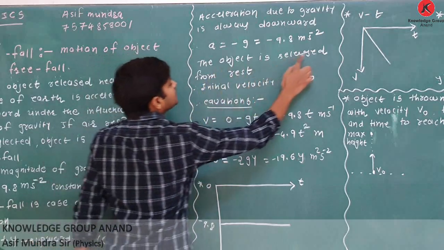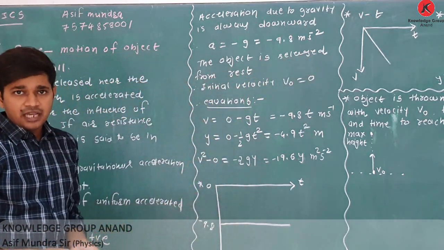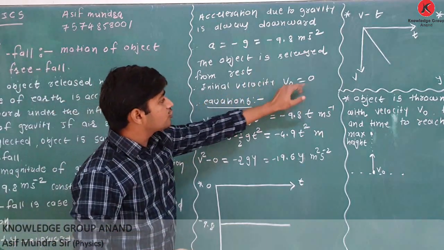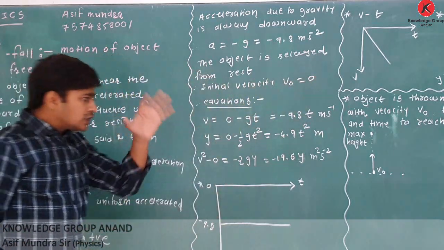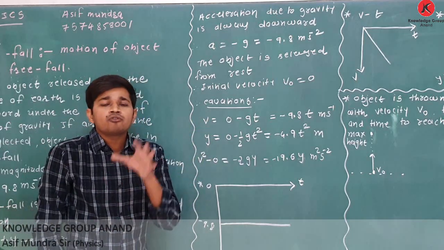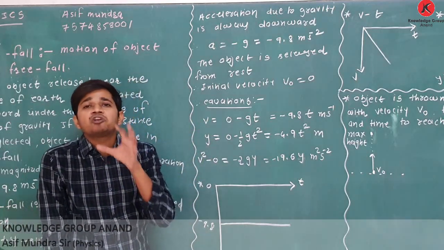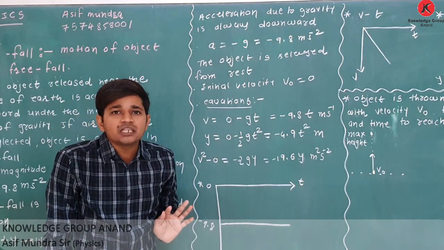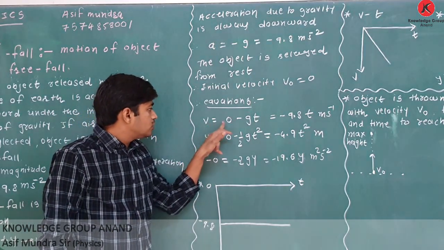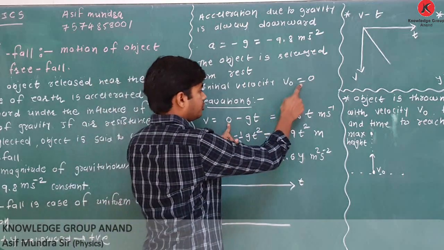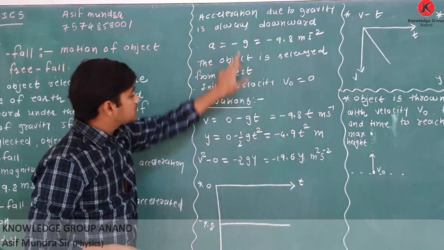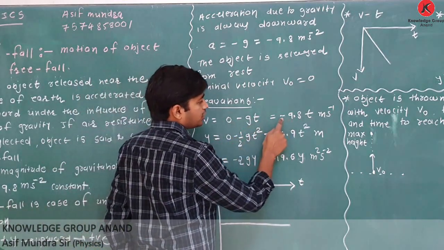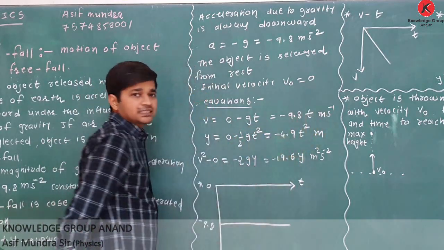Okay. The object is released from rest, so its initial velocity v0 is equal to 0. Now you already know the kinematic equations for uniformly accelerated motion. First equation, v is equal to v0 plus at. What is v0, the initial velocity? 0. a is replaced by minus g, so v is equal to minus gt. What is the value of g? 9.8, so it is minus 9.8t meter per second.